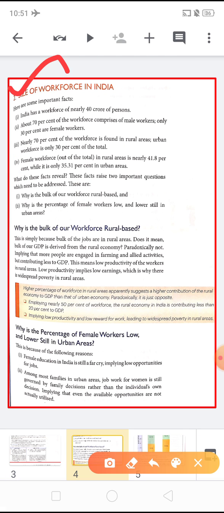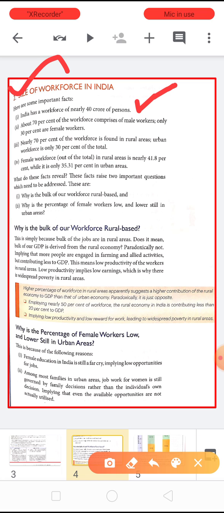Children, now the next topic is the size of the workforce in India. There are some important facts we need to pay attention to first. India has a workforce of nearly 40 crore people in our country. Out of a total population of 125 crore, 40 crore people are in the workforce. I mean, they are ready to work and able to work.